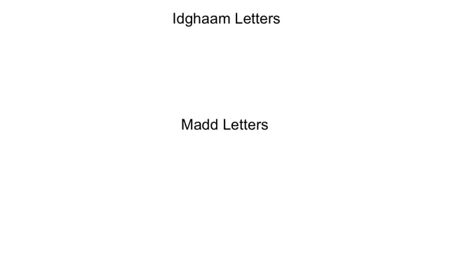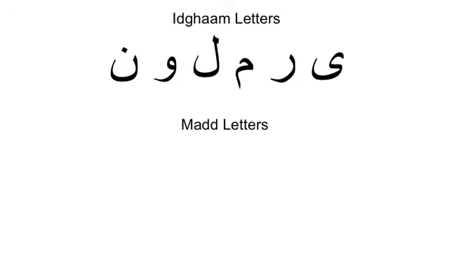Next we have the idgham letters. The idgham letters can be remembered by the word, do you remember it? Yarmalun. Ya, ra, mim, lam, waw, noon. These are the letters of idgham, and we will discuss this in detail when we go over the rules of noon sakina and tanween. And finally, the mad letters are alif, waw, and ya. Those are the letter collections.